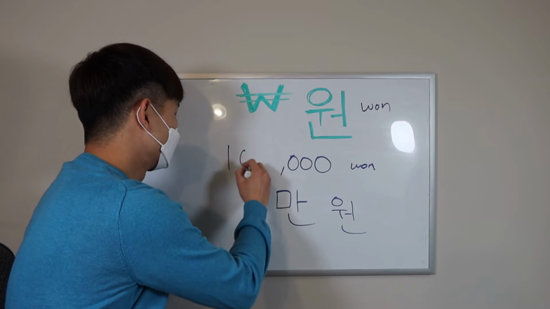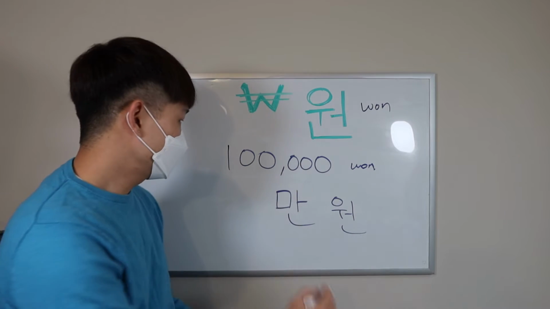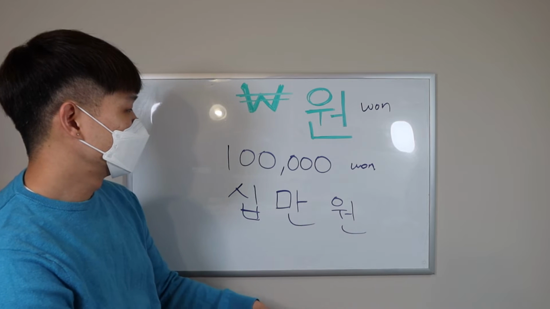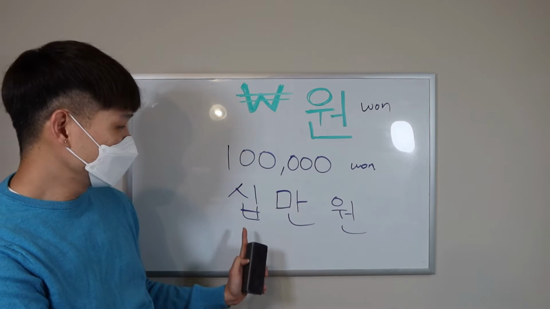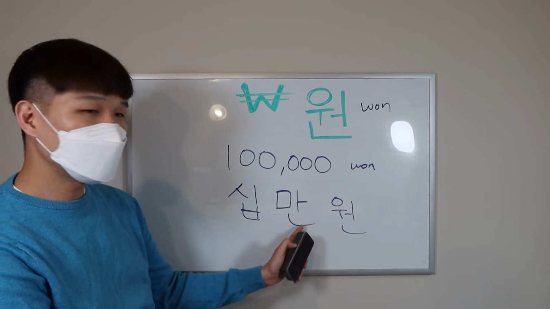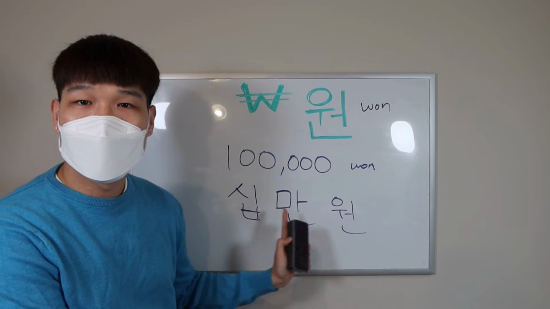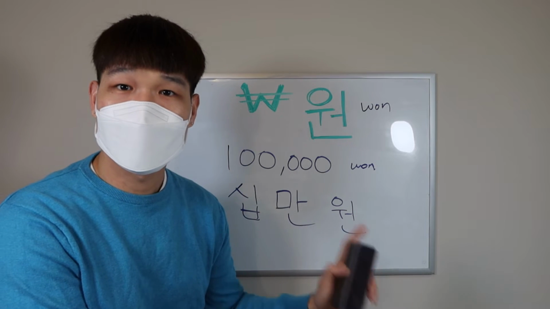Now, even more expensive, 100,000 won. So this is 10만 won. The way you can think about it is 10 times 10,000 won, which is 100,000 won, 10만 won. This is basically $100.